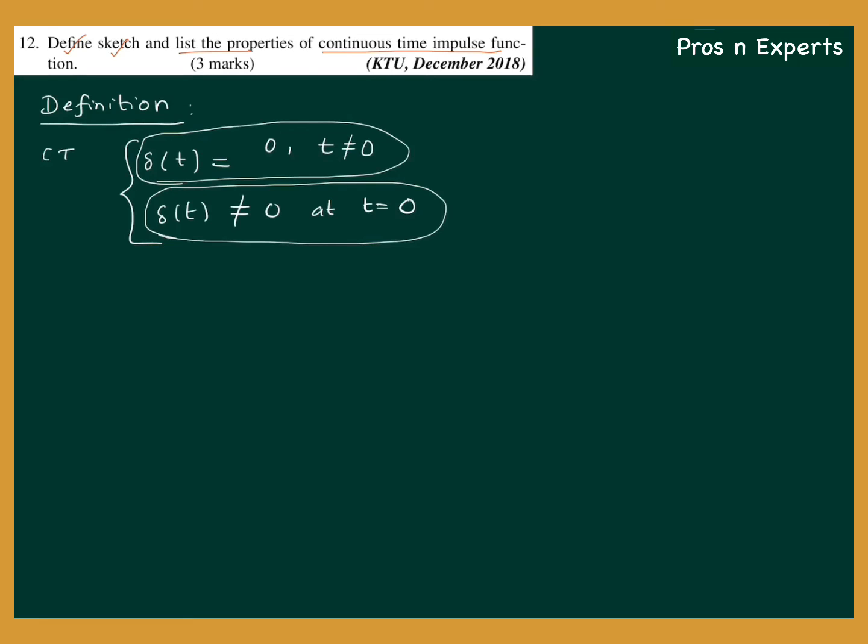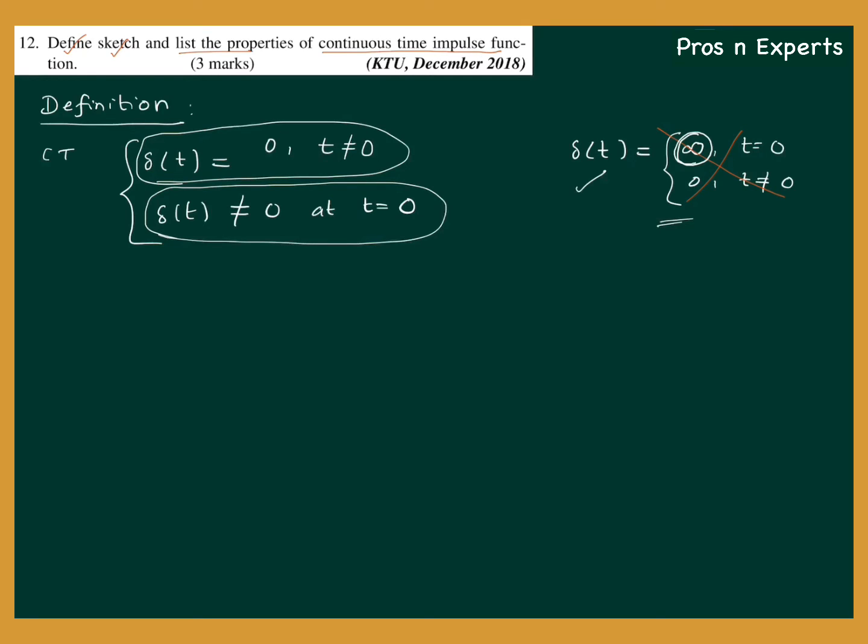Before sketching the signal, let me remind you that in many textbooks, del of t is defined as infinity at t equal to 0 and 0 at t not equal to 0. I cannot agree with this definition. To me it is a wrong definition, because how can you include something that is not defined inside a definition? You cannot do that. So this is not a proper definition for an impulse signal.